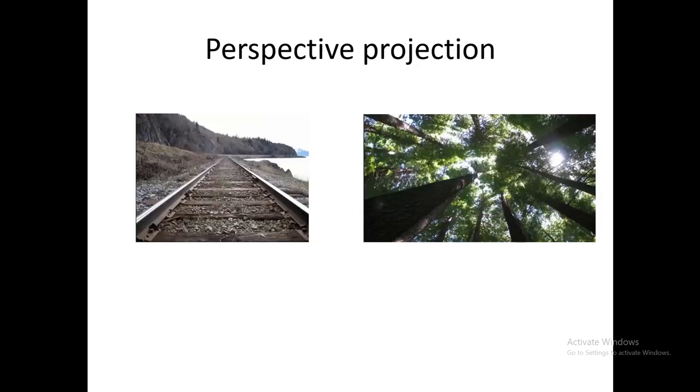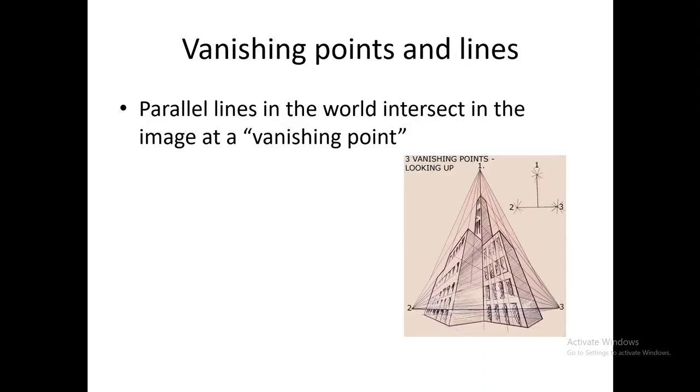Here are some examples of perspective projection, and what happens here is that parallel lines in the 3D world get converged to a single point. We can see here in both of the pictures that these parallel lines in the world intersect in the image at the point that we call the vanishing point. And here in the figure, the parallel lines start from points 2 and 3, and they intersect at what we call the vanishing point.